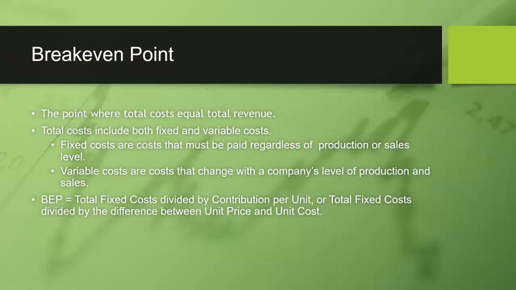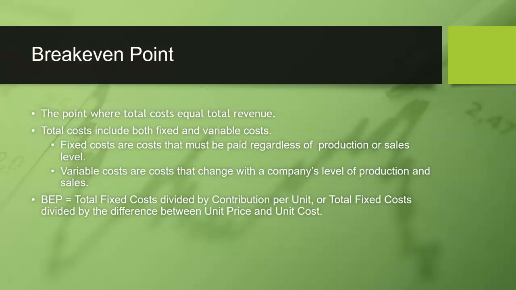The break-even point is where total costs equal total revenue. This is where it becomes zero. You've made the money and it equaled what you put into creating the product or service that you're providing. Total costs include both fixed and variable costs. Fixed costs are costs that must be paid regardless of production or sales level, such as salaries and utilities. Variable costs are costs that change with the company's level of production and sales.